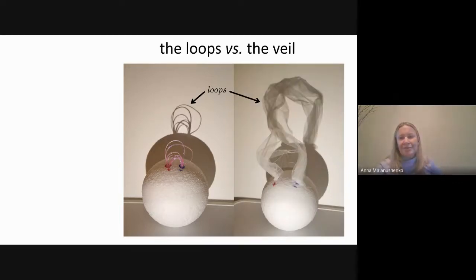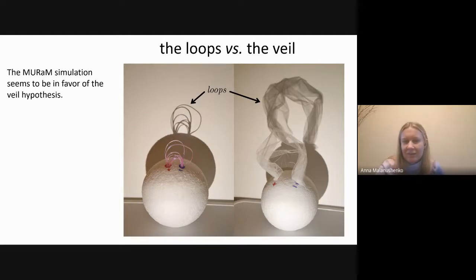Here's the second half of my cutting-edge styrofoam simulation of the sun. The classical picture of coronal loops is the picture on the left. The coronal veil hypothesis is the picture on the right. The simulation that we looked at seems to be in favor of the veil hypothesis. How can we tell them apart? That is a really big question.